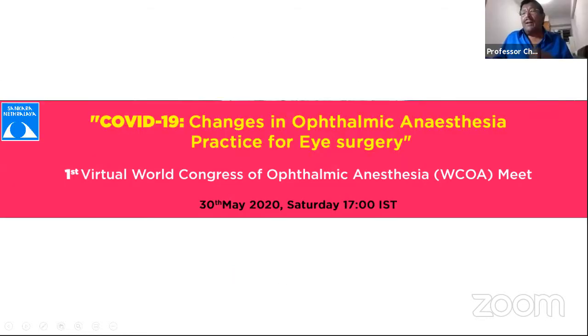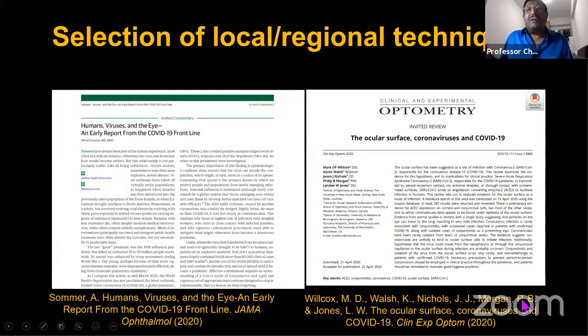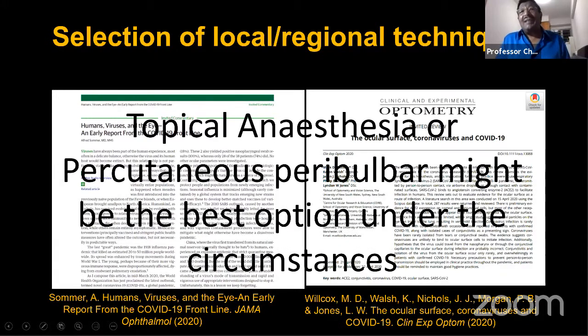What Alfred is saying is why you should choose that, and he's giving the reason. These are the two papers in the literature. One is saying the patient suffers from conjunctivitis, and the other is that actually the virus is found on the cornea, the conjunctival surface. So obviously, when you do the anesthesia, topical anesthesia would probably be needed if you can get the operation done with that. But if you do have to do a block, perhaps the percutaneous peribulbar might be the best option under the circumstances.